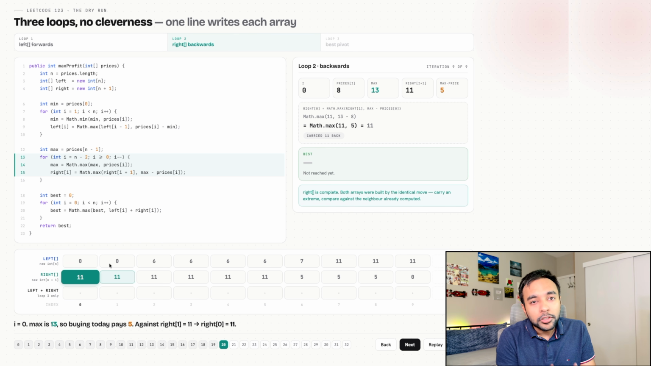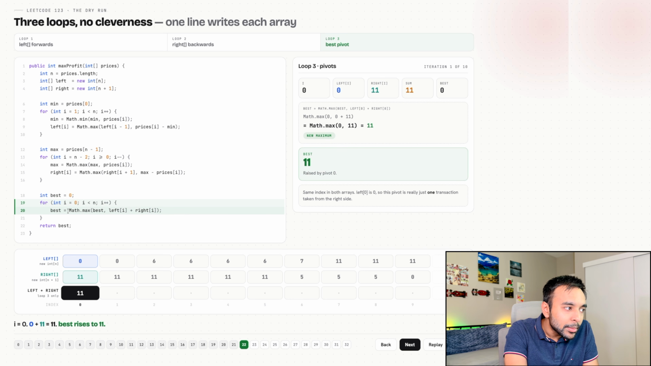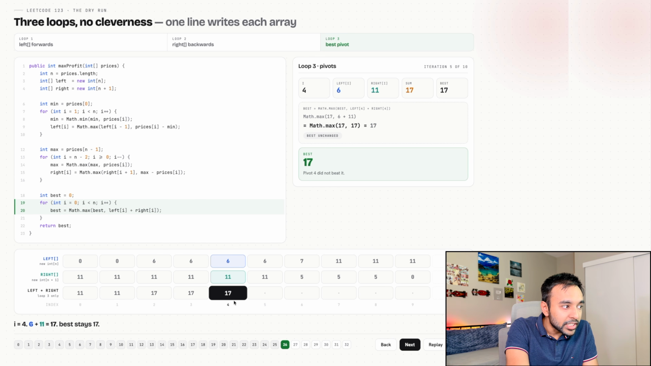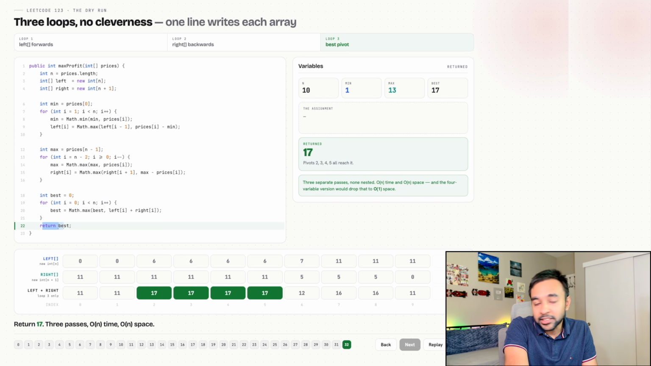After this, the process is very, very simple. You just start one more for loop. And in this, you are going to find the maximum value of the left and the right when added up. So you keep on iterating through all of this. You notice that 17 is going to be the best value once you complete your iteration. And then you simply return your answer.